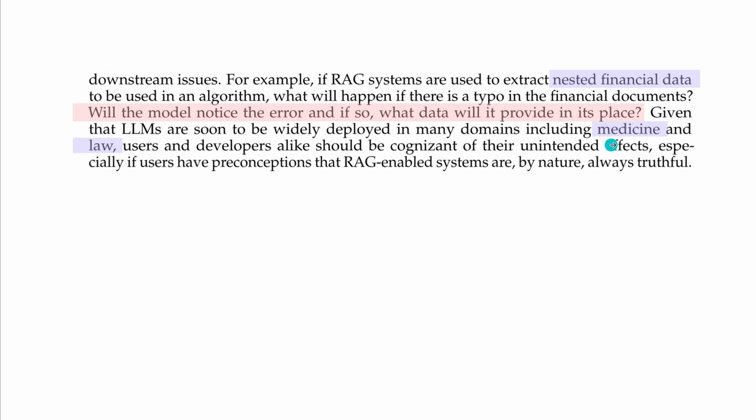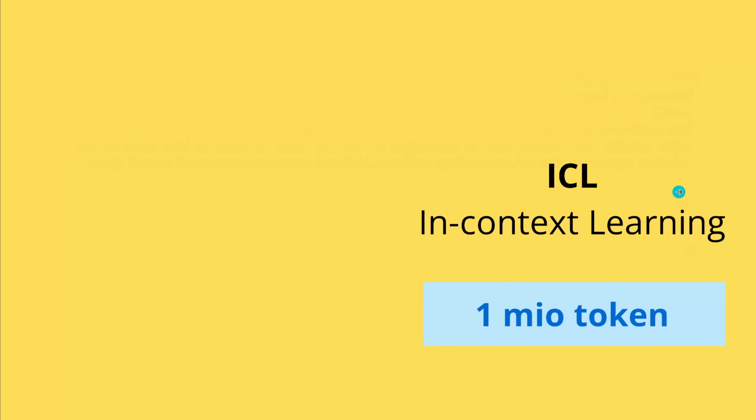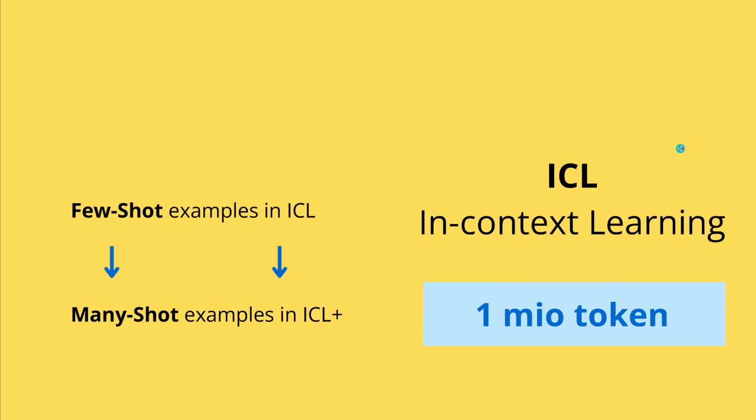Fascinating topic. They also look at medicine and law if you do this with RAG and LLM. But we are not going to talk about this in this video, maybe in a later video for my subscribers. So we focus on the new opportunity you have with in-context learning and 1 million token length. And what we do is simple. We take a path from the few-shot examples we have in context learning, and we go now to many-shot examples because we have 1 million token length.